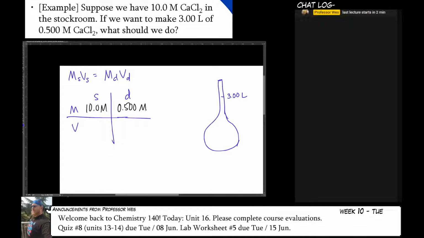Molar. And I want to make 3 liters of the 0.5 molar solution. So I need to solve for that variable. So let's do that. We're going to solve for VS. I'm going to do the algebra, and you don't need to see me divide by MS.